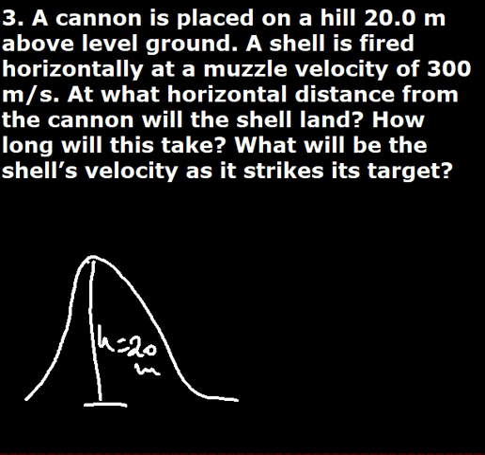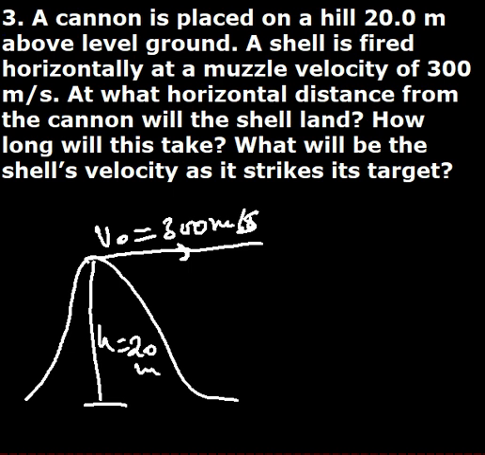And now a shell is fired horizontally. It means the object has been fired horizontally, with the launch velocity v naught, which is equal to 300 meters per second. Let's say we have that kind of case: 300 meters per second.